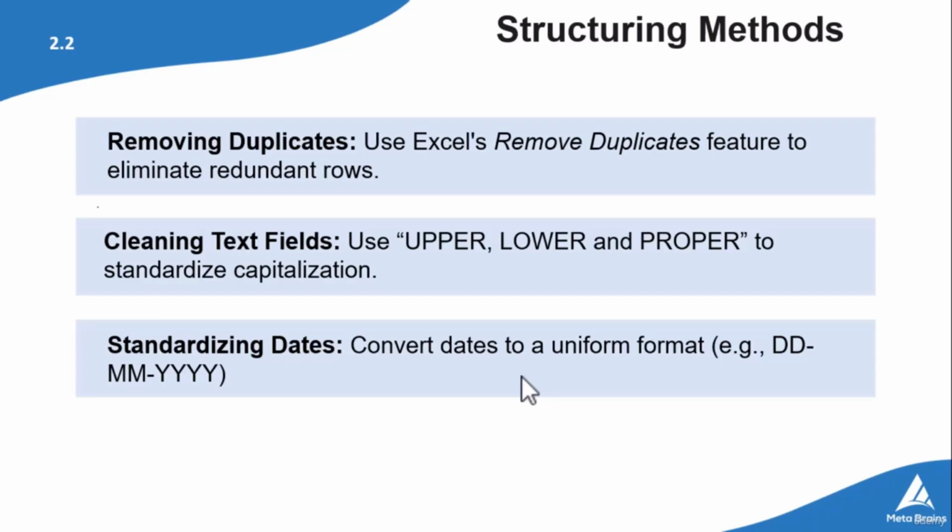Tools like text, date value, and find and replace help you convert inconsistent date entries into a uniform format. For instance, you can structure dates as day, month, and year, ensuring that all records follow the same convention. Using find and replace allows you to fix repeated errors in text fields.